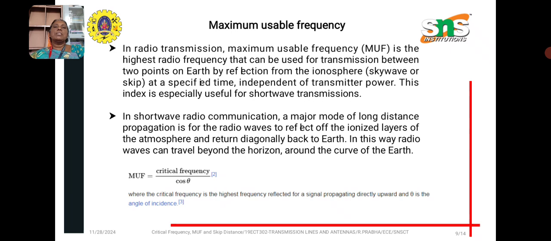The maximum usable frequency in radio transmission. Maximum usable frequency is the highest radio frequency that can be used for transmission between 2 points on earth by reflection from the ionosphere at a specified time, independent of transmitter power. This index is especially useful for short wave transmissions. In short wave radio communication, a major mode of long distance propagation is for the radio waves to reflect off the ionized layers of the atmosphere and return diagonally back to Earth. In this way, radio waves can travel beyond the horizon around the curve of the Earth, and it is given by the expression maximum usable frequency MUF is equal to critical frequency divided by cos theta.